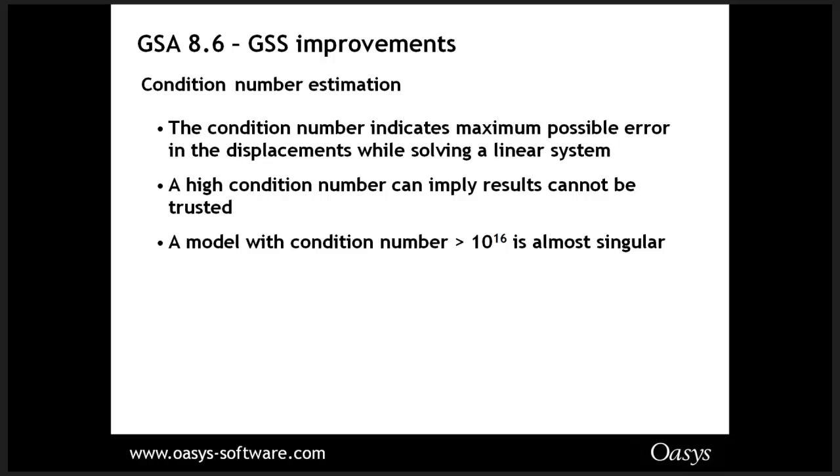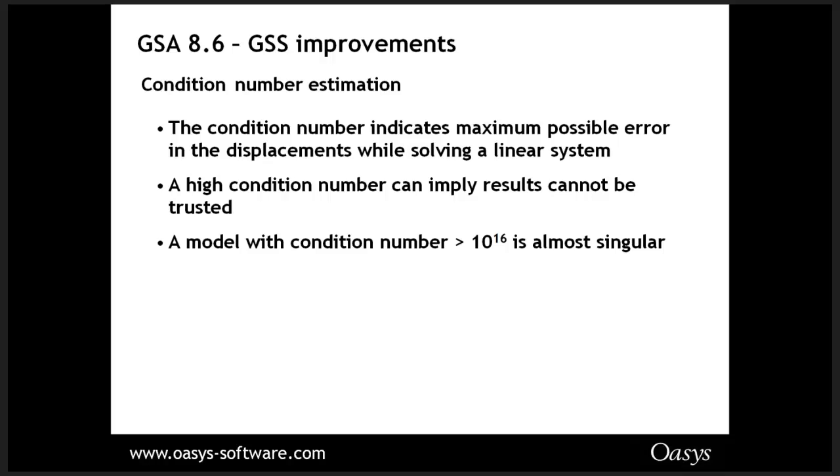The other addition is the condition number estimator. The condition number is a quantity that tells you how well conditioned or ill conditioned your model is. Mathematically speaking, the condition number indicates the maximum possible error in displacements when you're solving a linear system, so when you're doing a static analysis, for example. A high condition number can imply that your results can contain errors, so you ideally want a model with a low condition number. If you have a structural model with a condition number greater than 10 to the power 16, then your model is almost singular, i.e. it's very ill-conditioned, and the results can have a high degree of error.